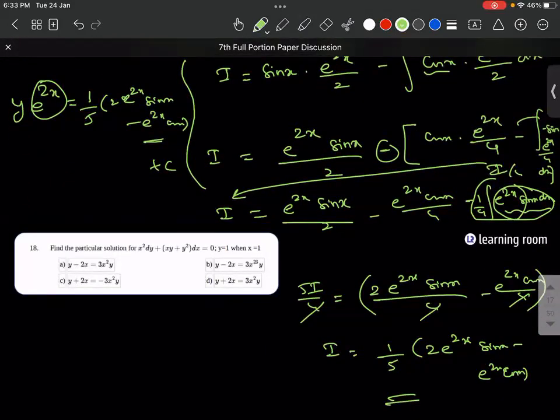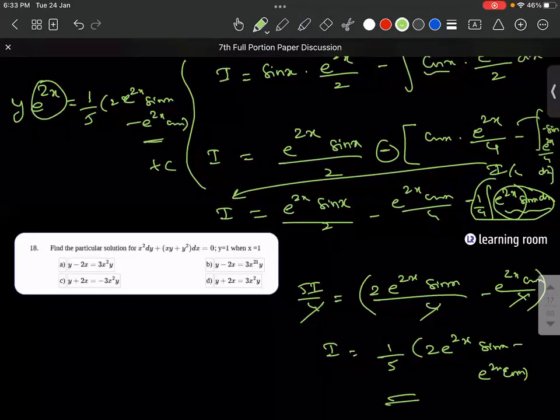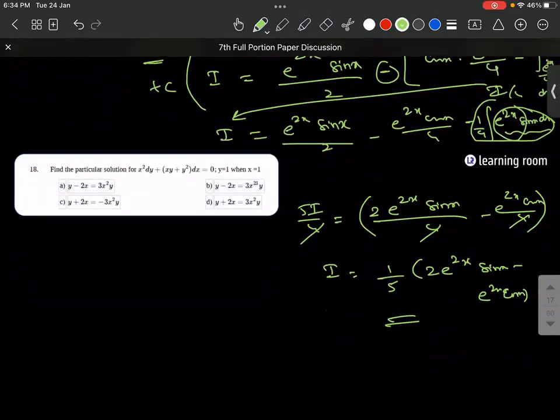So next time, whenever you have the combination of exponential and a trigonometric function, you should always follow this kind of method. Yes, sir.